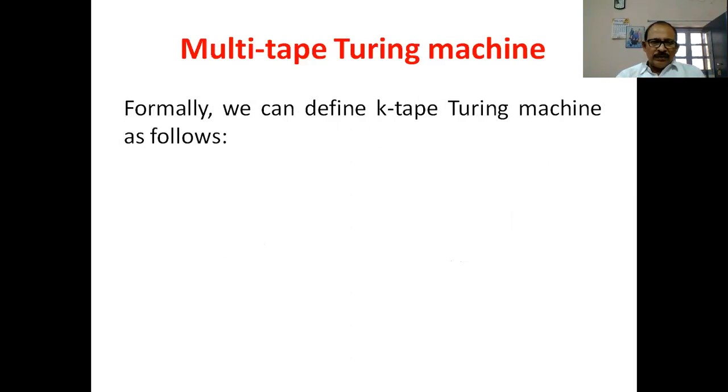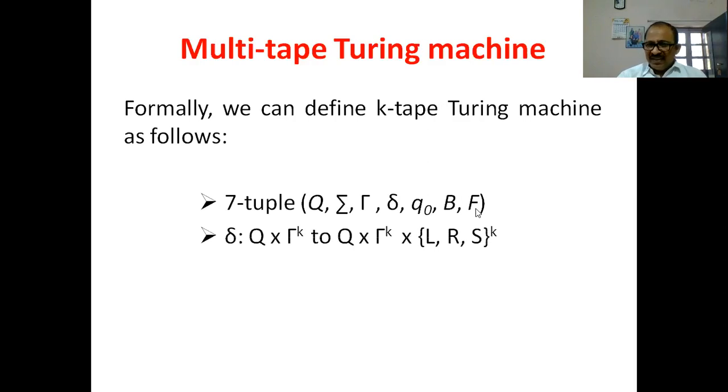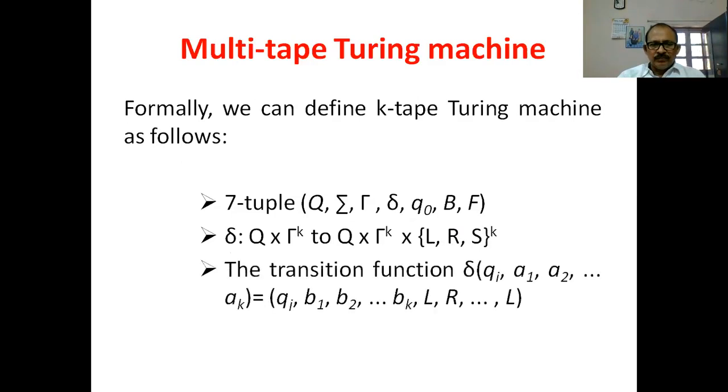We can define a K-tape Turing machine again with the help of the 7 tuple Q, sigma, gamma, delta, Q0, B and F. The difference is only in the transition function. Here you can see the transition function maps from Q cross gamma power K to Q cross gamma power K cross {L, R, S} power K. So this is the transition function.